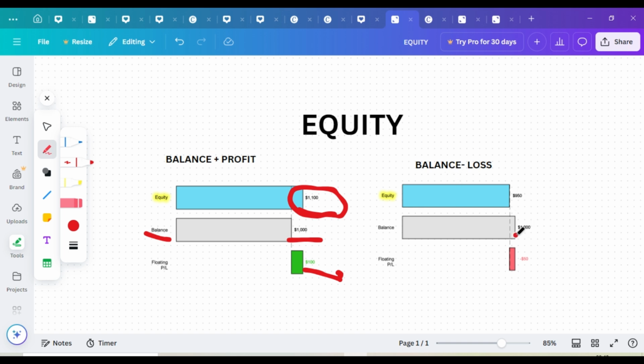For balance minus loss, let's say that you funded $1,000 in your trading account, and here you are on a loss, which is $50, right? Your equity is $950. Balance minus loss, that is equity.